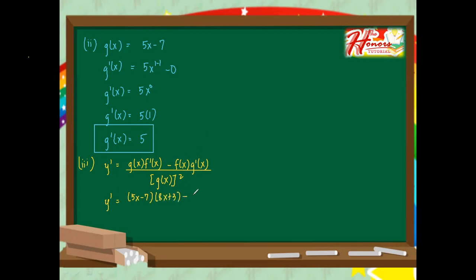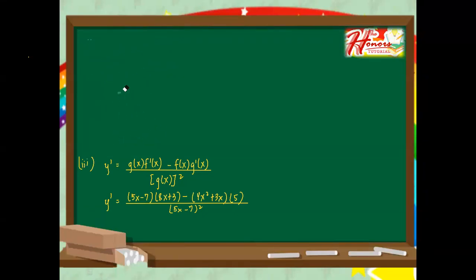Next, minus f of x, so that is 4x squared plus 3x times g prime of x, and that is 5 all over our g of x when squared. So that is equal to the quantity of 5x minus 7 raised to 2.